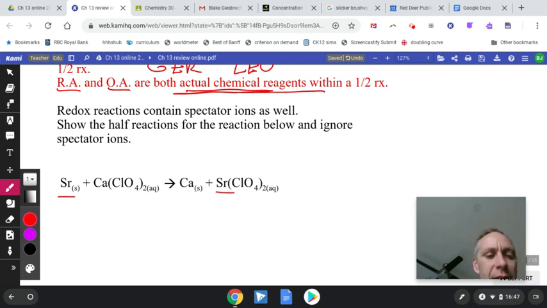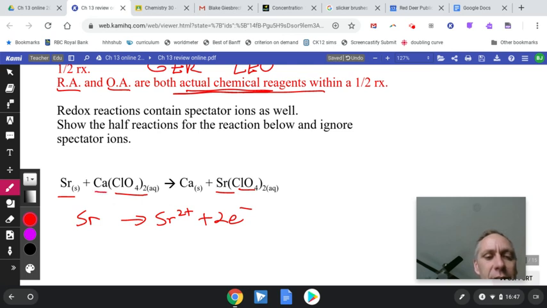Sr goes to its ion, Sr2+. We need to add electrons, add them to the more positive side. Okay, there's our first half reaction. In our second one, the ClO4 does not change. It's ClO4-, ClO4-.